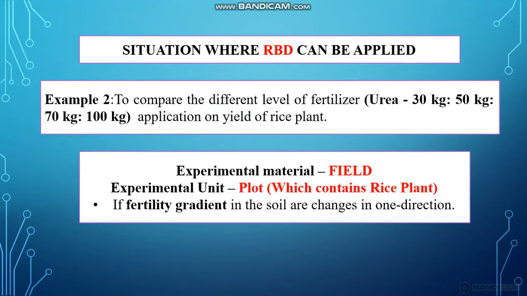Similarly, in problem 2, we want to compare the effect of different levels of fertilizer application on the yield of rice plants. Here the experimental material is the field, and the experimental unit is the plot, which contains the rice plant. If the fertility gradient in the soil changes in one direction, the field is not homogeneous, so the field is heterogeneous. In this condition we will go for RBD.